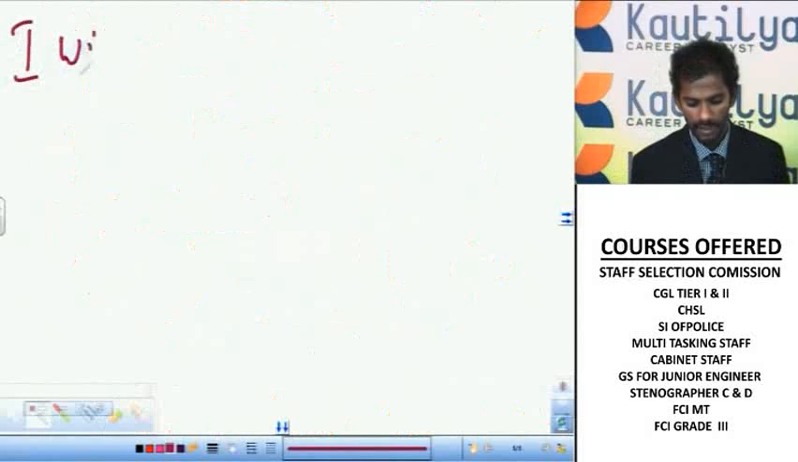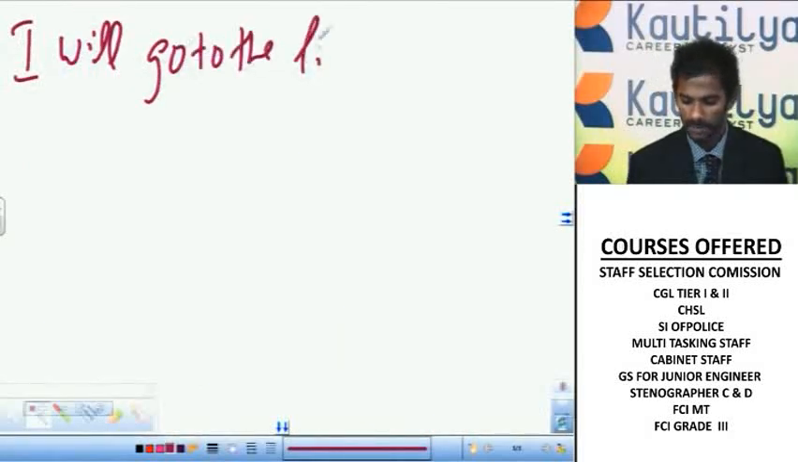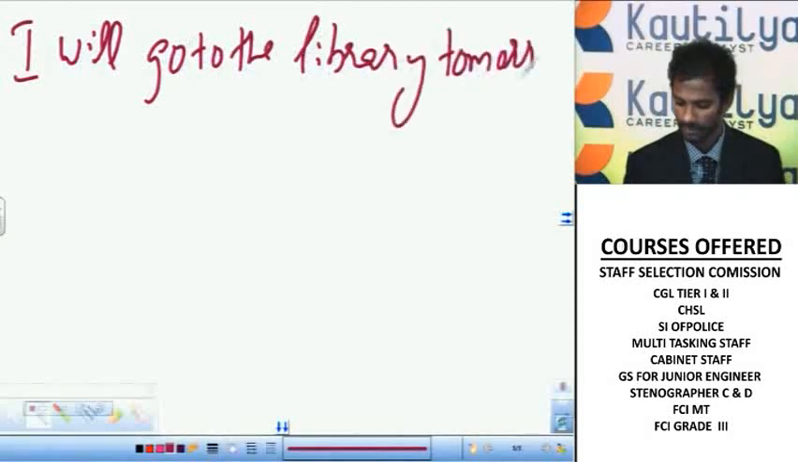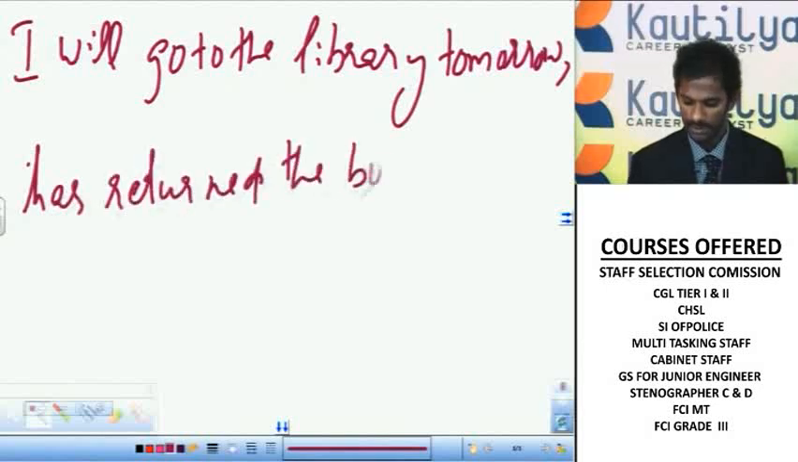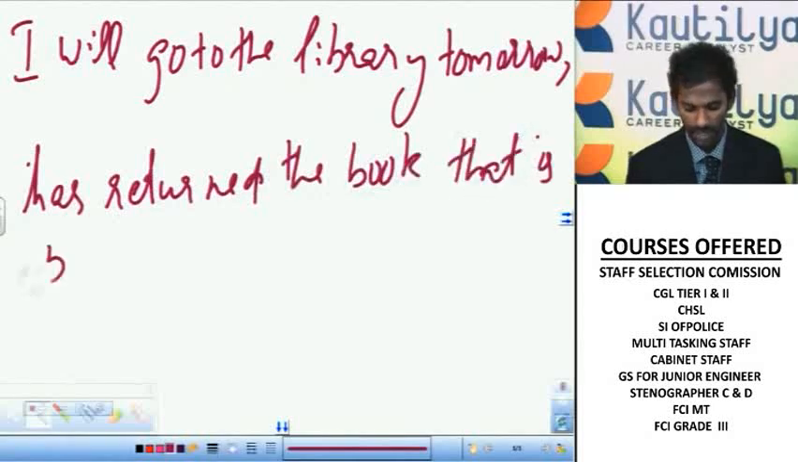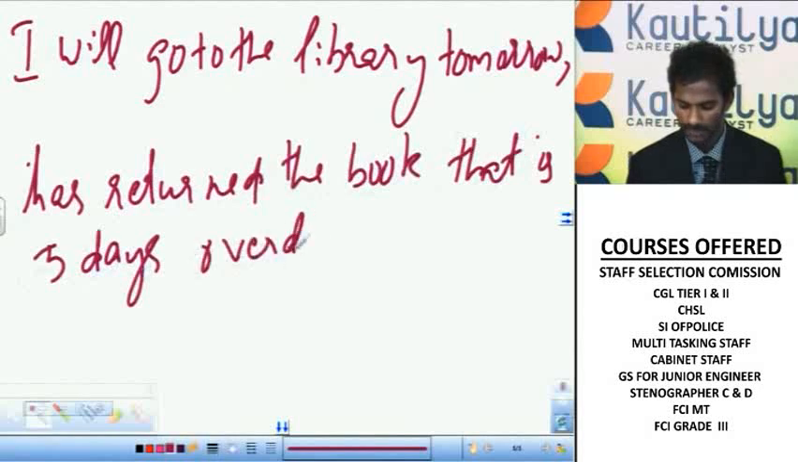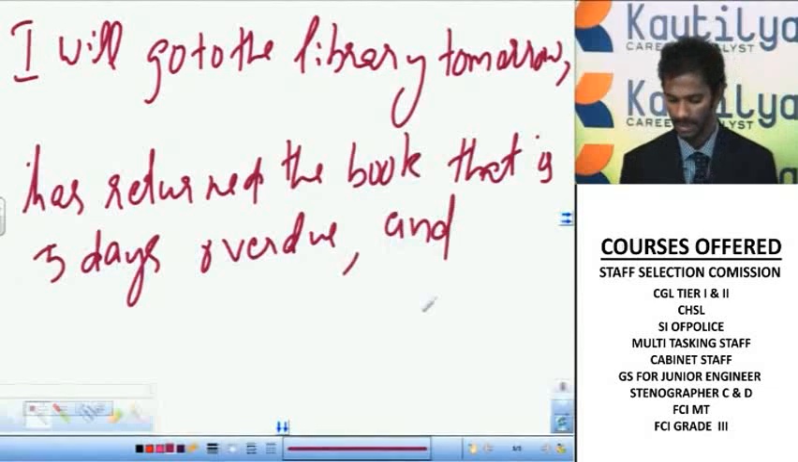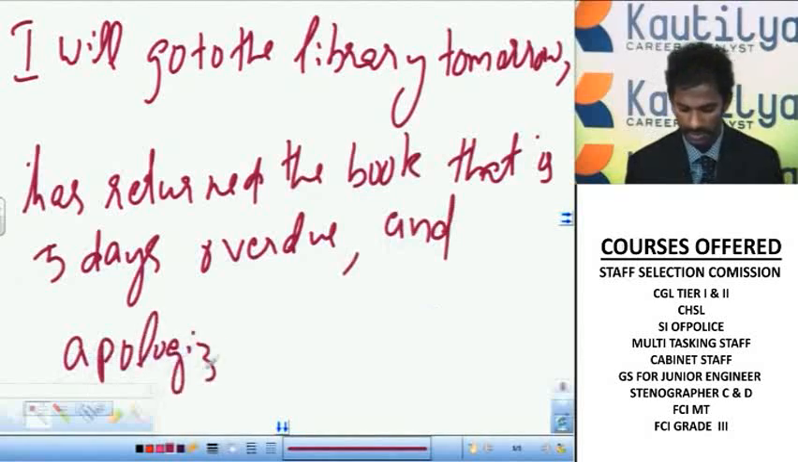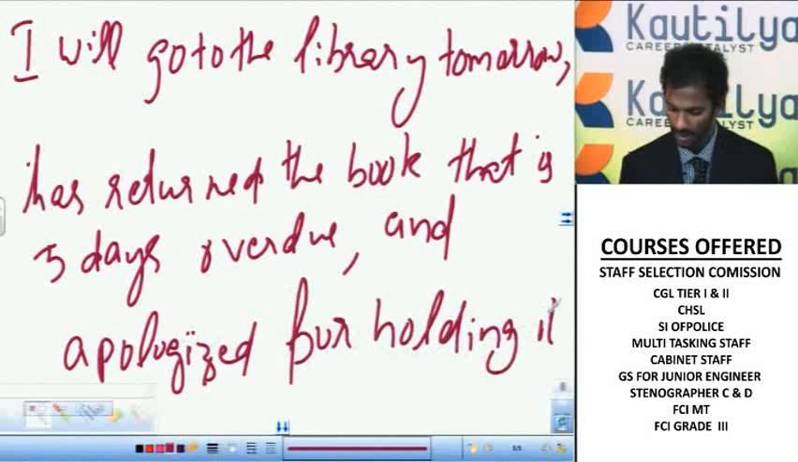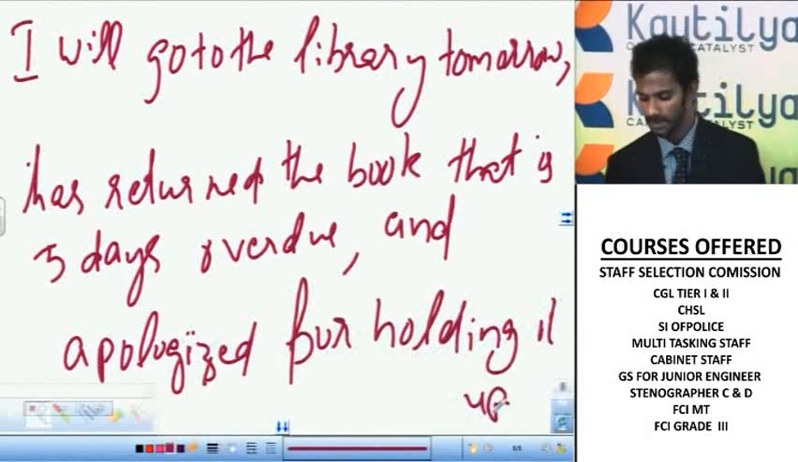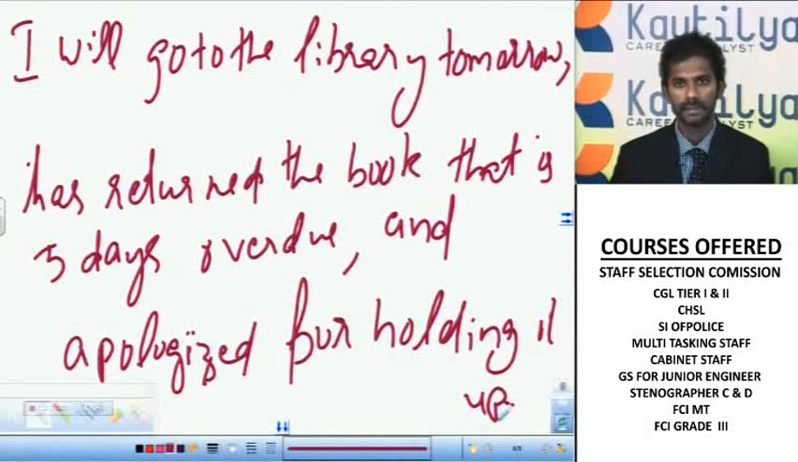I will go to the library tomorrow, comma, has returned the book that is 5 days overdue, comma, and conjunction, and apologized for holding it up, and apologized for holding it up, full stop. So this is a very long sentence, right?